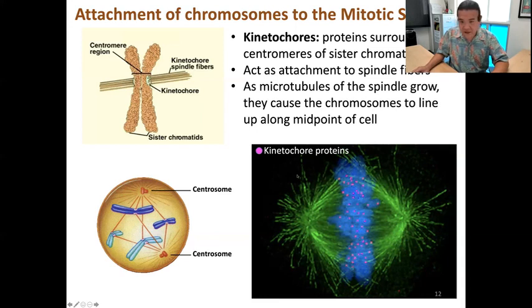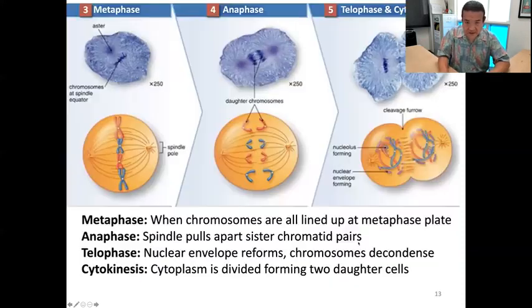So in this image here, the various proteins that make up the kinetochore are stained in a fluorescent marker that fluoresces this nice bright pink. So you can really see that each one of these spots is where spindle fibers would be attaching and arranging the highly condensed chromosomes in the middle.